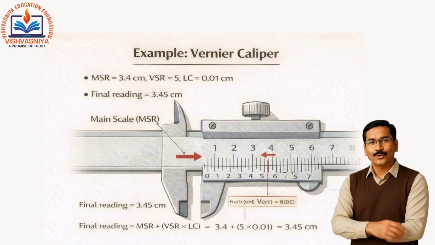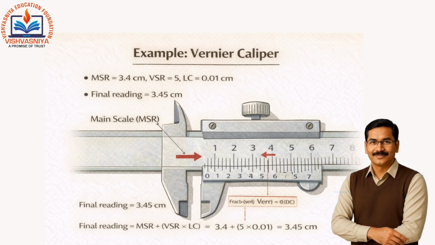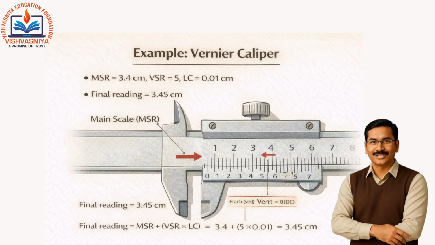Main scale reading equals 3.4 centimeter. Vernier scale division equals 5. Least count equals 0.01 centimeter. Final reading equals 3.45 centimeter.